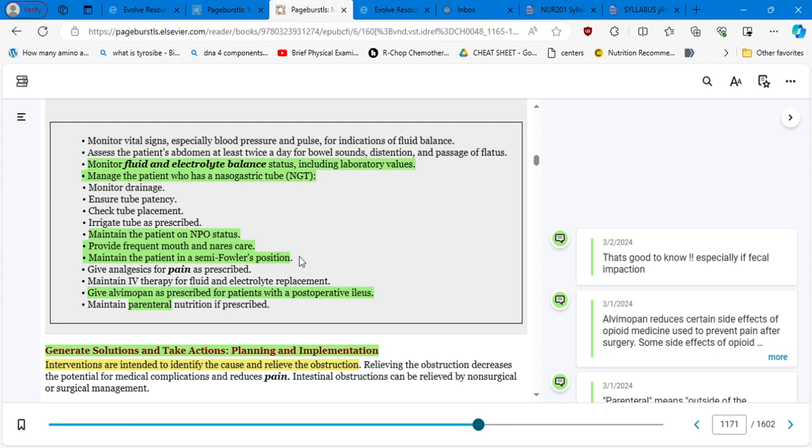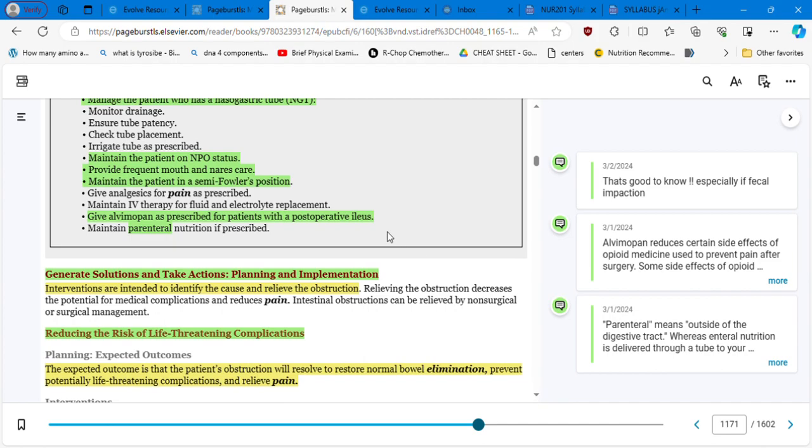Maintaining the patient in a semi-Fowler position is extremely important, especially in fecal impaction. If a patient is having fecal impaction, you cannot put the patient in a supine position, please, because the contents are going to backflow. Please, some common sense. Put the patient in semi-Fowler position to prevent further complications.